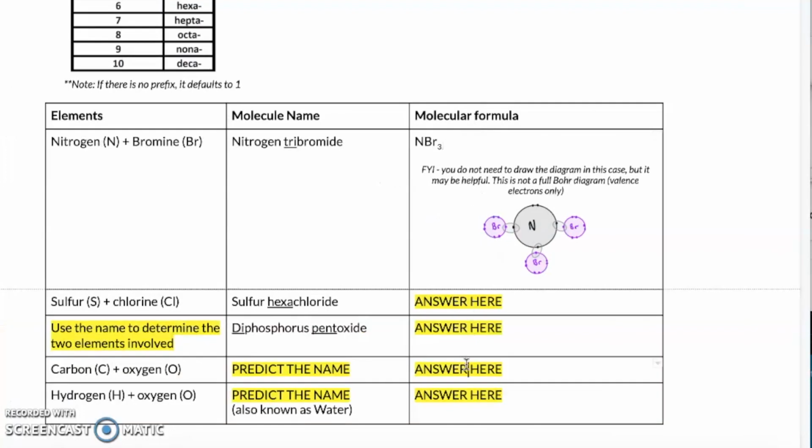For example, these last ones where you're not given the name, so you don't know the prefixes. You don't really know how many of each atom there are. So you may need to draw out some Bohr models to help you understand how many atoms there are and therefore write your molecular formula and molecular name.